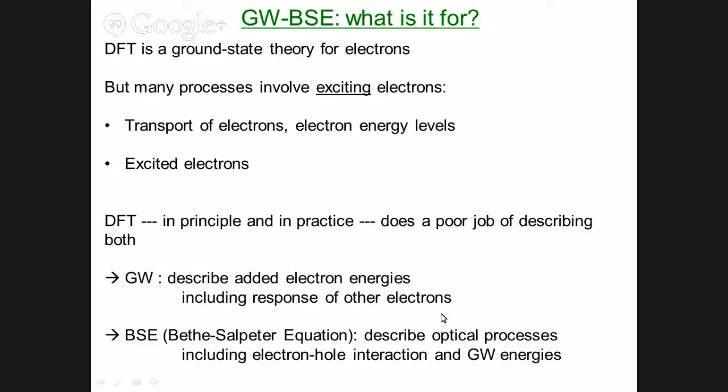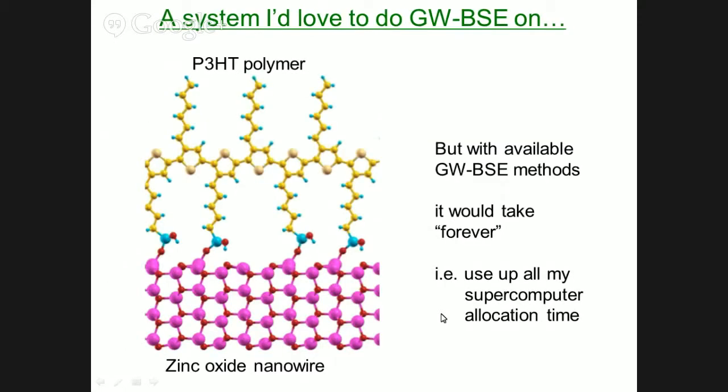All right, so the GW's job is to talk about each individual electron at a time, including the response of the others, and this Bethe-Salpeter is about dealing with their interactions. This is the end of the physics lesson. So now we're going to talk a little bit about practical matters of computation.